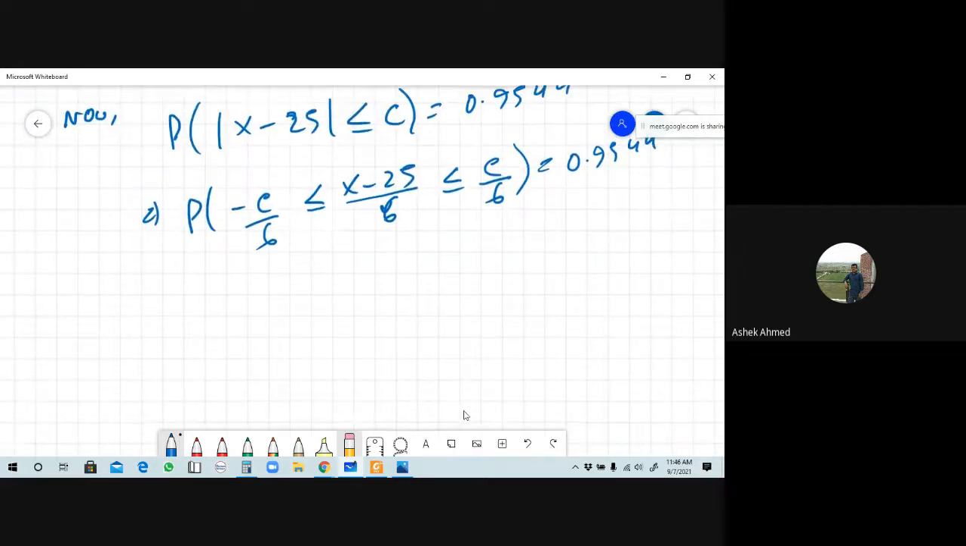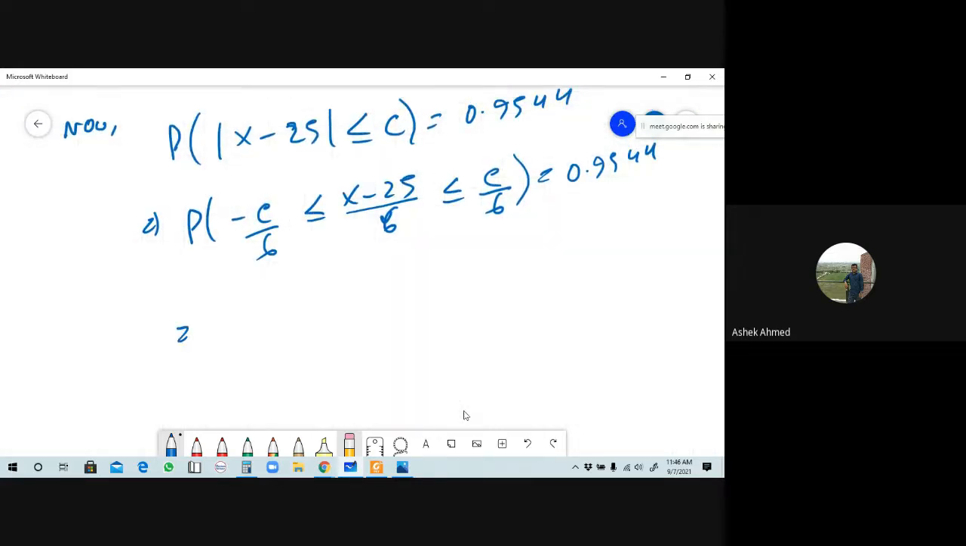কি বুঝতে পারছো কিনা বলো? So from this property, minus c by 6 less than z, this is less than c by 6 here. Then minus c by 6, I'll take it plus c by 6, inequality formula is less than up to this. Okay, so this will be equal to 0.954.